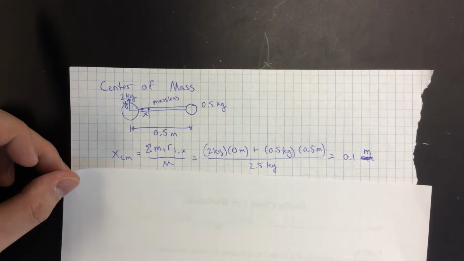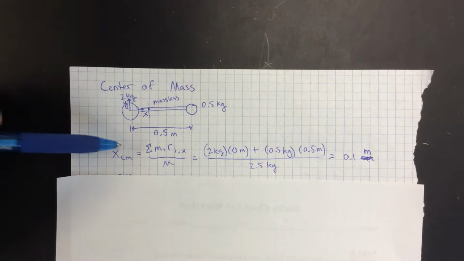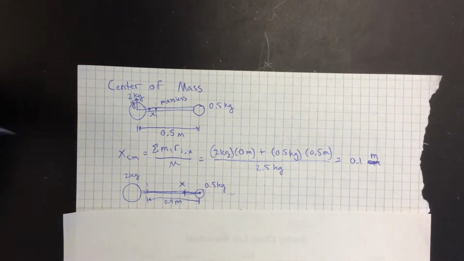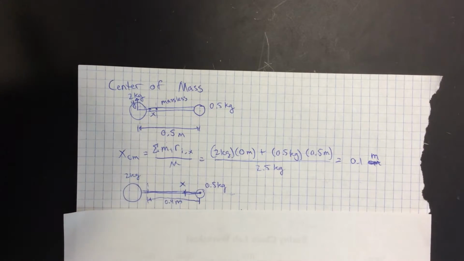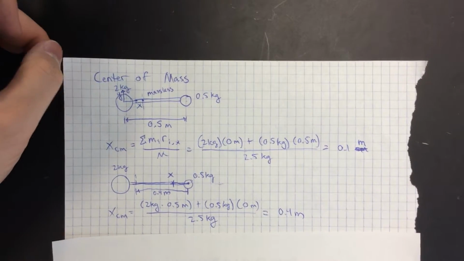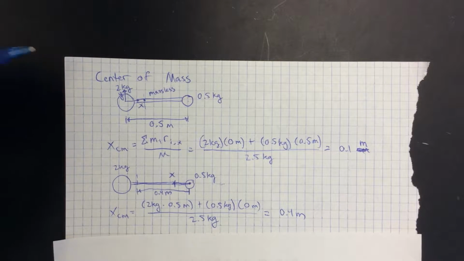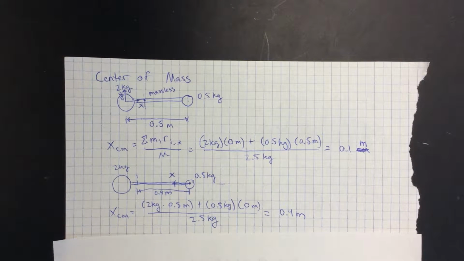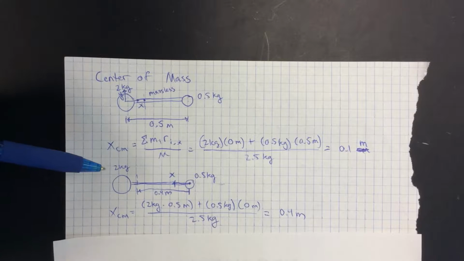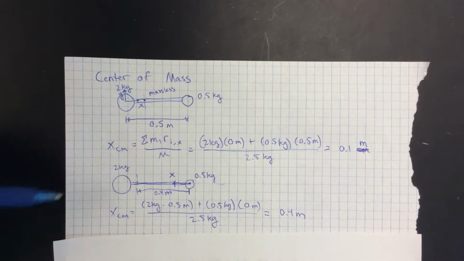A student asked me in third period, what if I changed my origin? Would it still work out to be the same? So let's say my origin's on the right-hand side. Exact same problem, but now my origin's on the right-hand side. If you go through the calculations, you'll now get that x is 0.4, which is the same spot, because 0.1 from the left is the same as 0.4 from the right. You should not get different answers or different positions if you change your origin. If you do, you mess something up. The center of mass should end up calculating to be the same spot every single time.